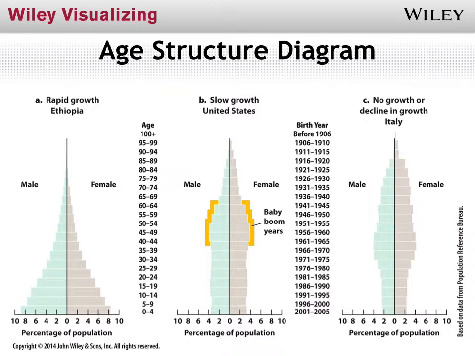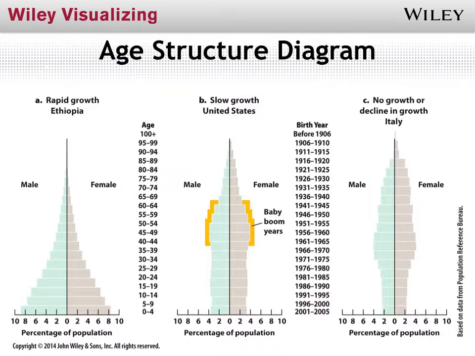Now notice that part of the population actually is a bulge. The younger categories below that account for fewer people. So as the baby boomers move up the graph, that bulge will eventually go away, and it'll start looking potentially more like a population that's in decline or no growth, like we see with Italy.